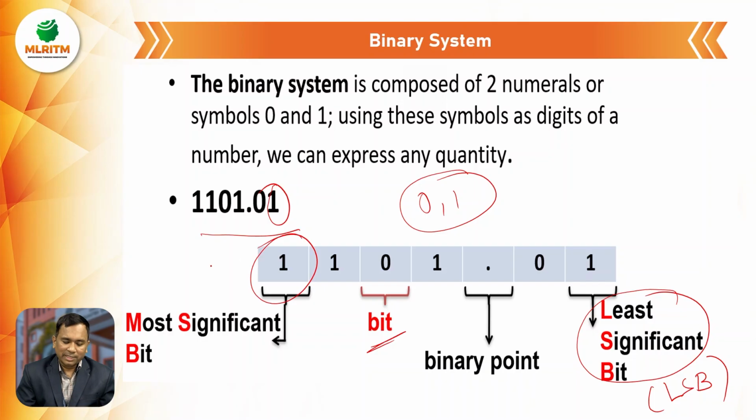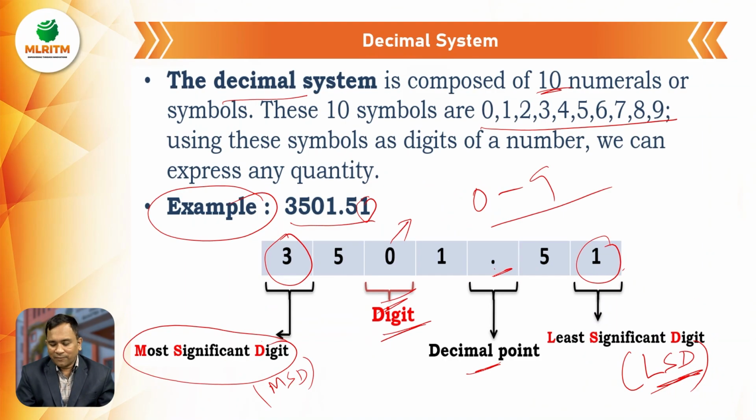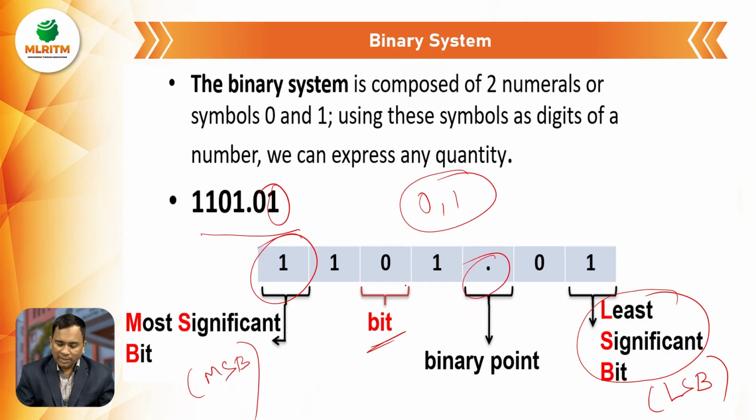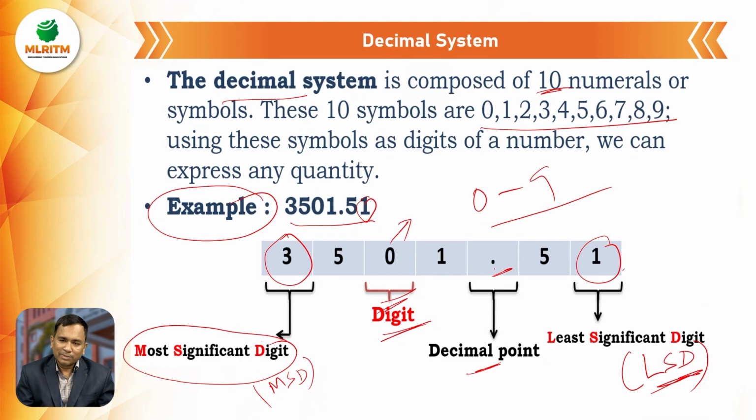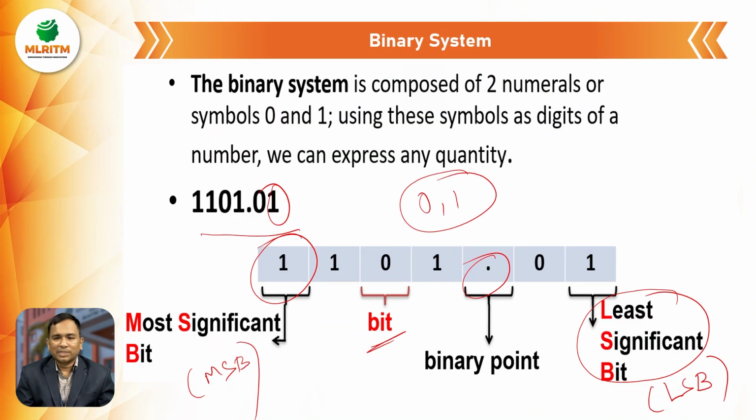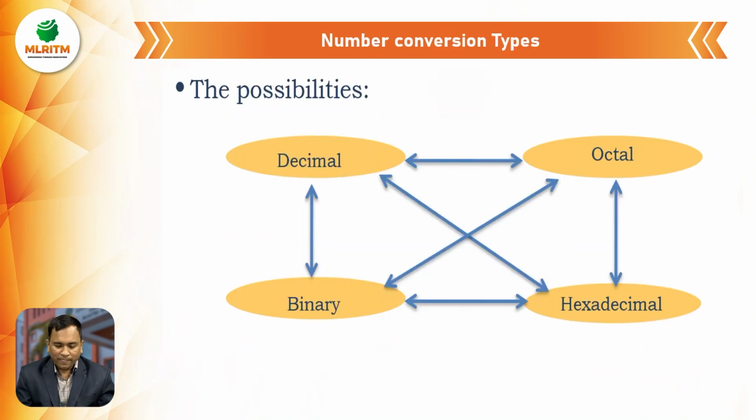On the left-hand side, this number I'm calling the most significant bit, in short form MSB. And each number is a bit. In the previous case, the fraction separator I'm calling a decimal point, but in this case, I'm calling it a binary point. Now, like this, my decimal system numbers and binary system numbers have been explained.